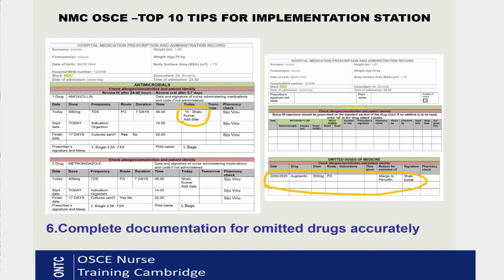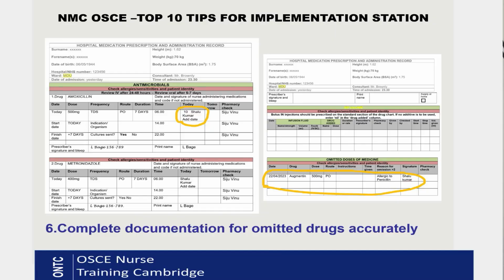So that's how I will complete the documentation for an omitted drug. But it has to be listed at the back of the chart as well. So all omitted drugs, I mean any drug you omit, doesn't matter what code you use, any drug you omit has to be added to the back page of your chart, which you can see on the screen.